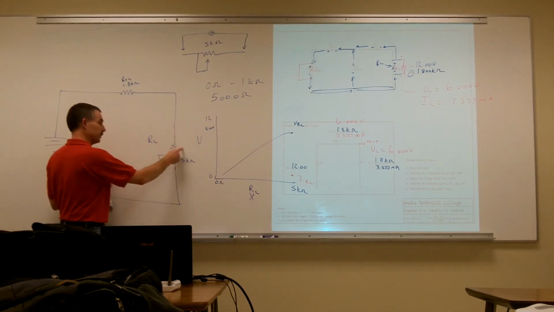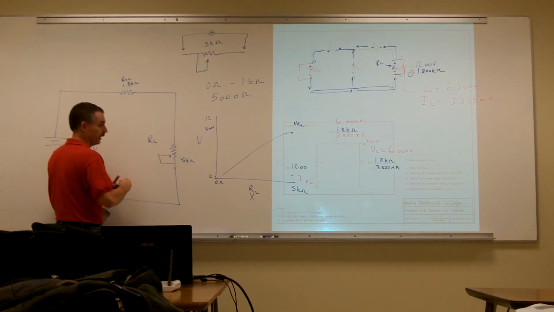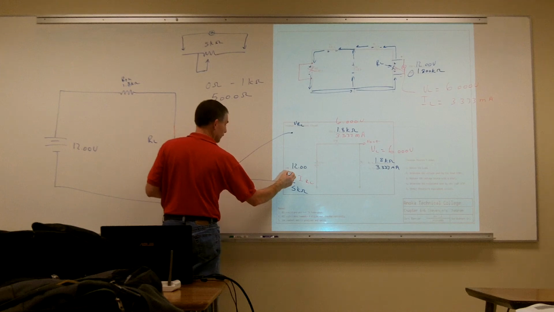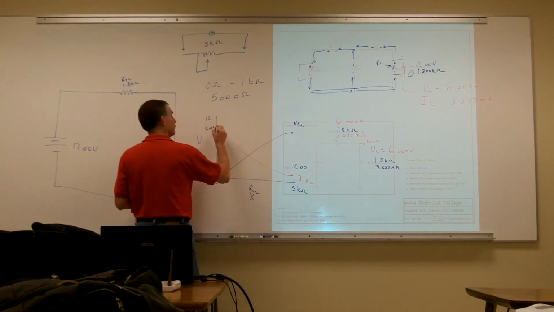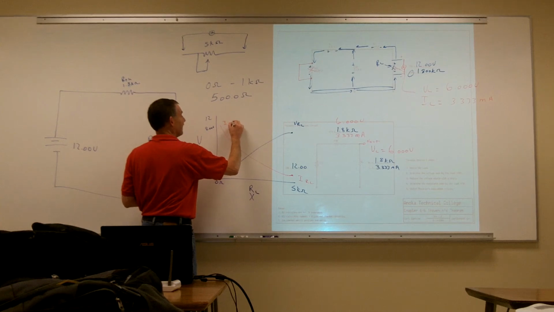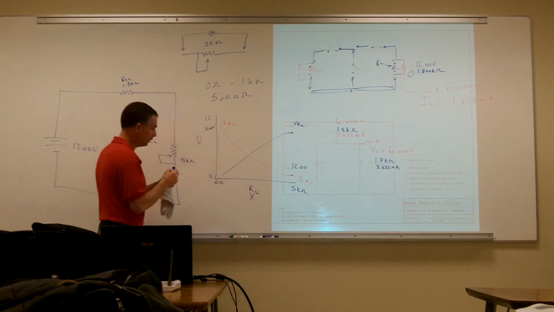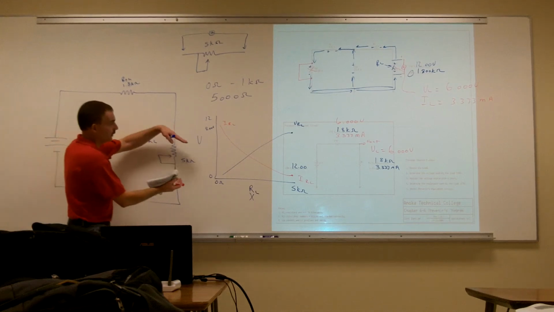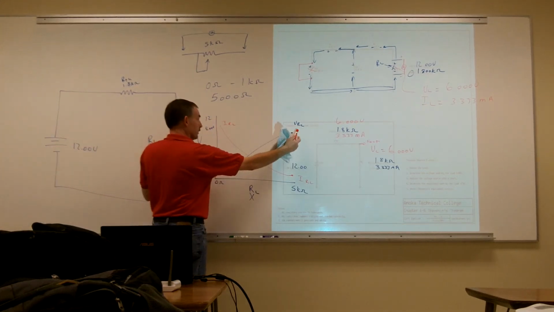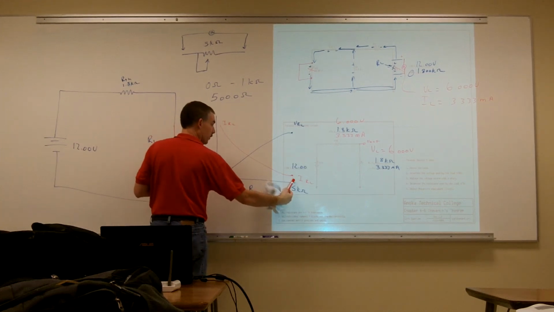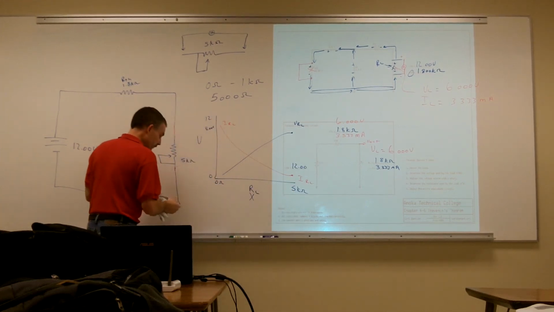As I start decreasing this resistance here, what's going to happen to my current? That's going to go up. So then my current is going to start to go up. So that's what my curves are going to look like. Here's my voltage. It's going to start out very high and then it's going to go low. My current is going to start out very low and then it's going to start going up.